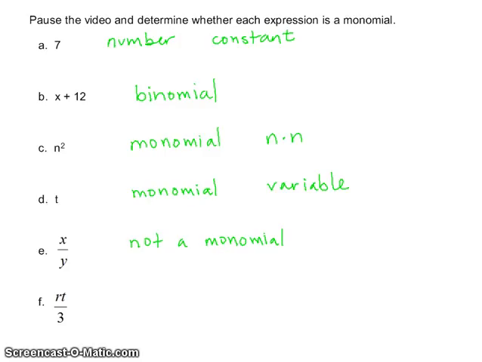Now this one is going to be a little trickier. It's actually 1/3 times r times t. So it is a monomial because it's the product of a number and two variables. Notice the previous one is not a monomial because there's a variable in the denominator. It's the quotient of two variables. Here, we're actually taking the product of a fraction and two variables.